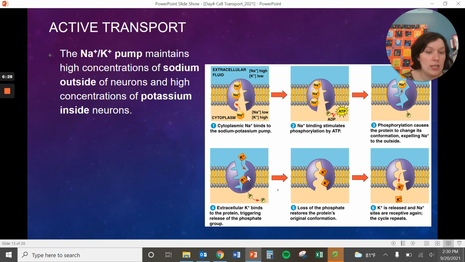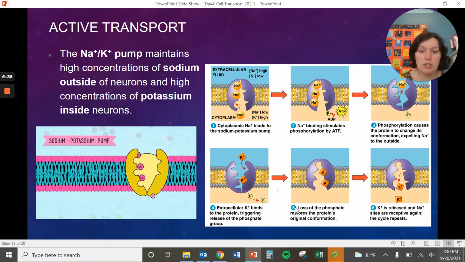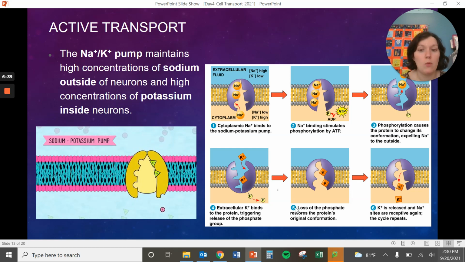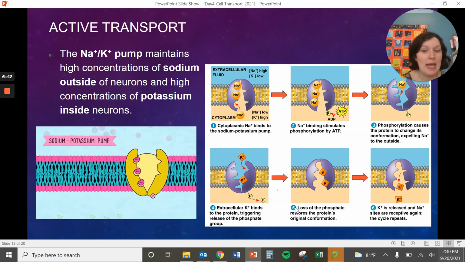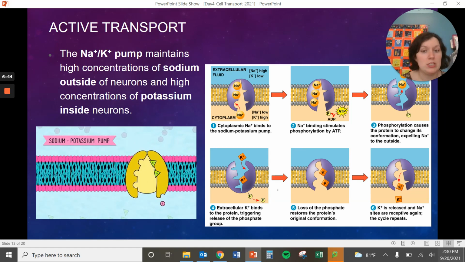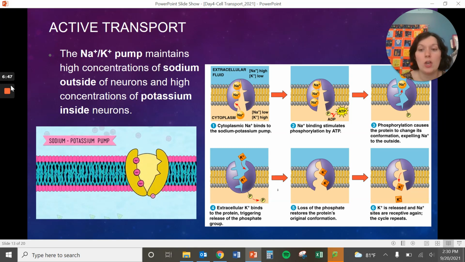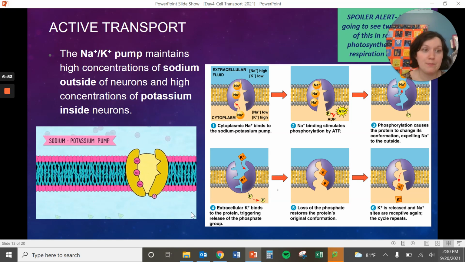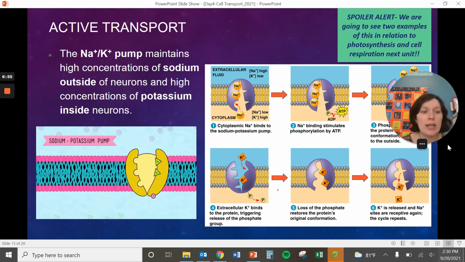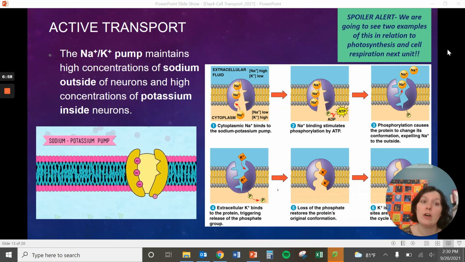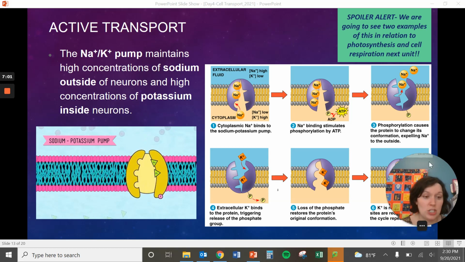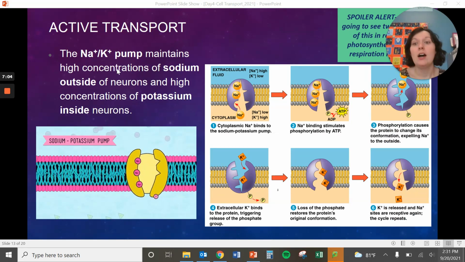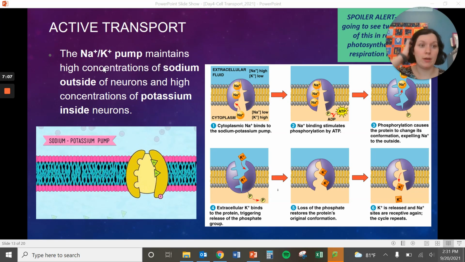Same idea will happen. Once the sodium is released, the potassium can come in and bind, and then it can be transported to the other side. Okay, so here's showing kind of in a movie type what's happening, where it is phosphorylated from that ATP, and then it is able to pump it to the correct side. So we end up having one side that has lots and lots of sodium and one side that has lots and lots of potassium. And we will go into these examples in photosynthesis and cellular respiration next unit. So these will come into play again, our sodium potassium pump and our hydrogen pump.